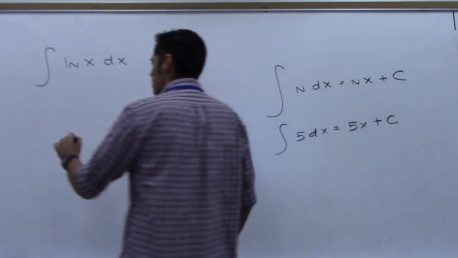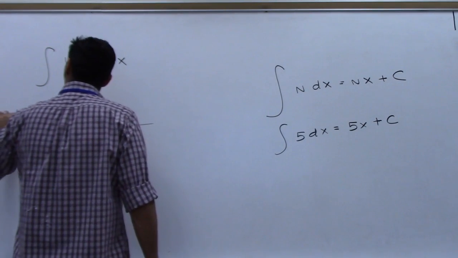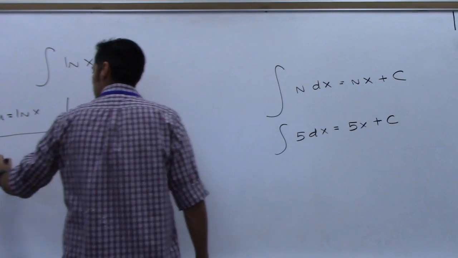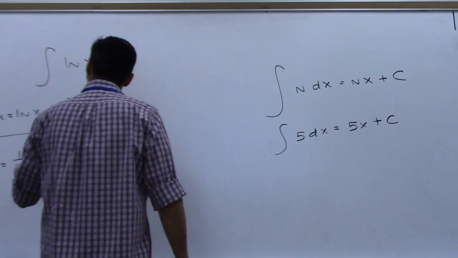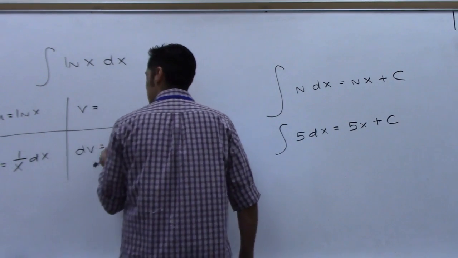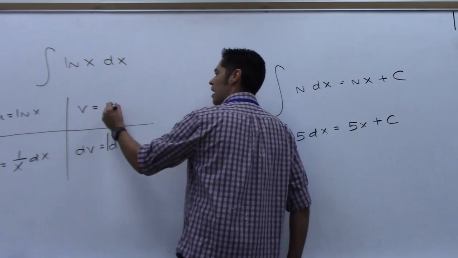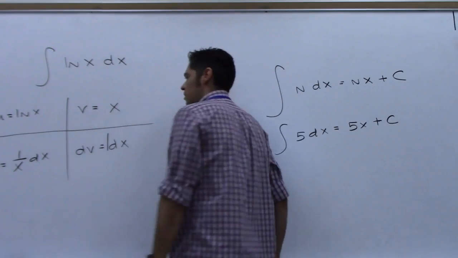Okay, I'm just going to write the table up here. This is what you should have had. U is natural log x. dv should have been dx. Derivative of natural log x is 1 over x dx. V would then have to be the antiderivative of 1, which is x.